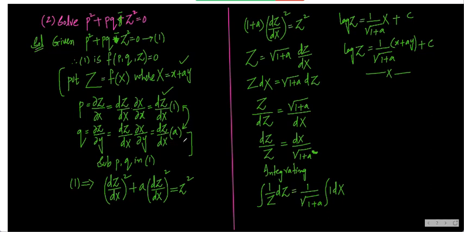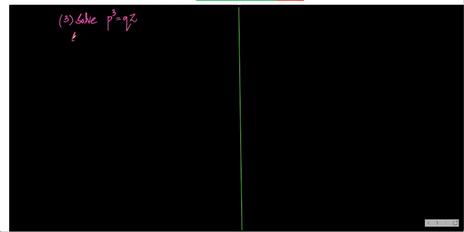See, one more question. Question number 3: solve p cube plus, this is the number 3, question number 3, solve pq is equal to qz. Now you should tell me the procedure.